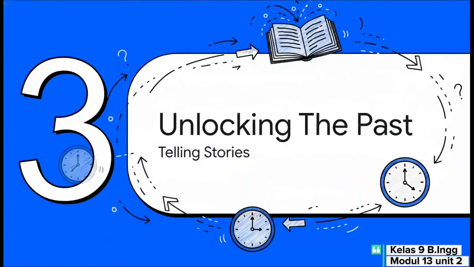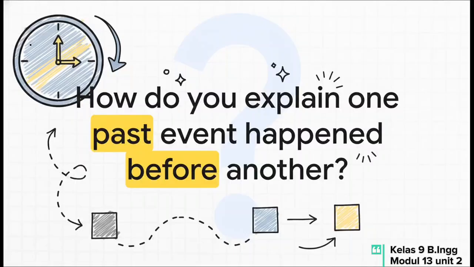Okay, so we've looked forward into the future. Now let's hit rewind and jump into the past. And this is where things can get a little tricky, I'll admit. But it's also where your storytelling can become so much more powerful. We're talking about how to handle two events that both already happened. So what's the puzzle here? How do you explain that one thing in the past happened before another thing in the past? This is where a lot of people get tripped up. But don't worry, there's a special tool designed for exactly this.